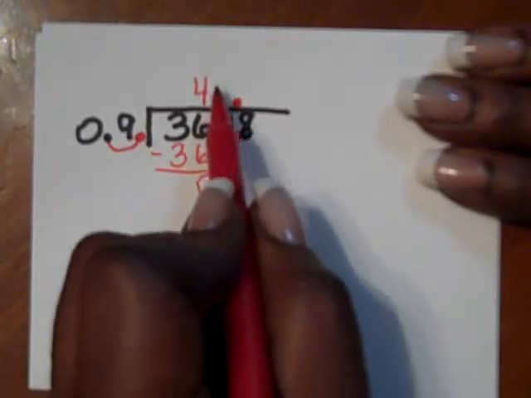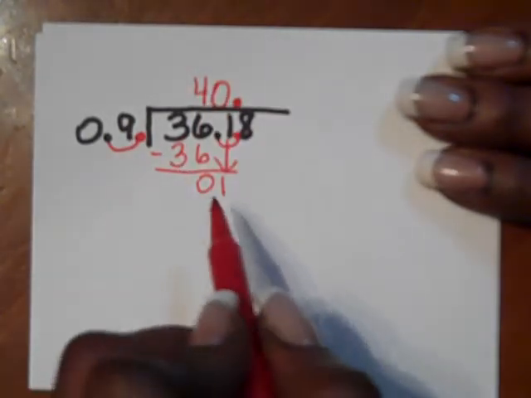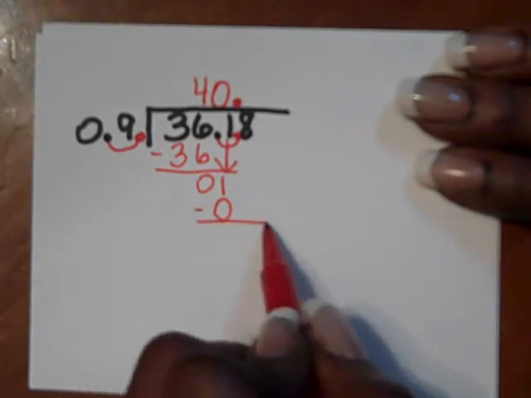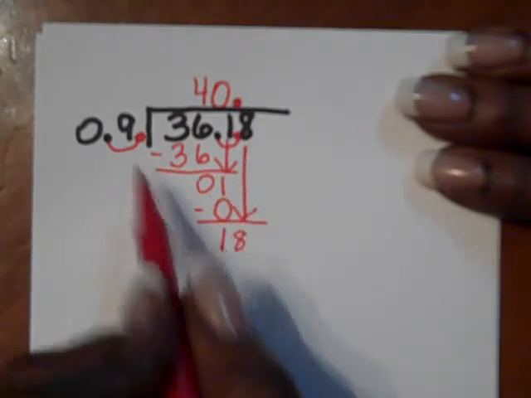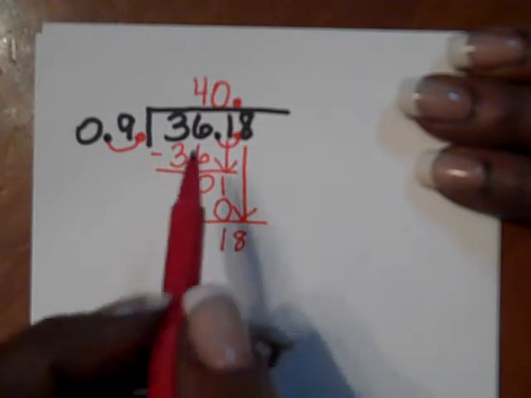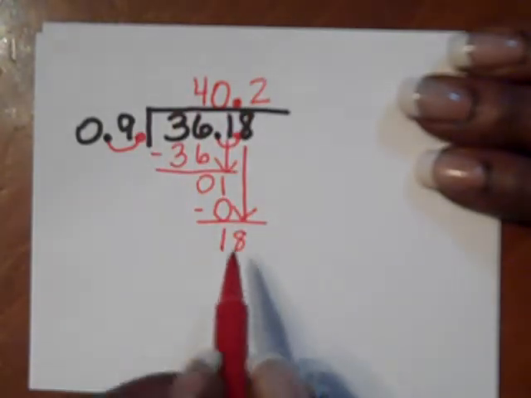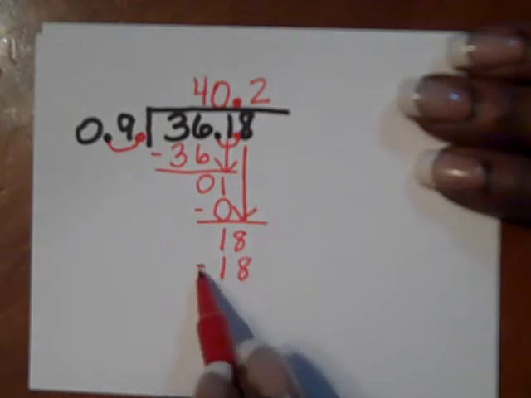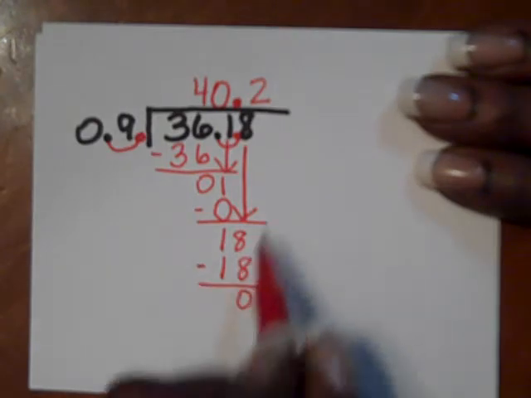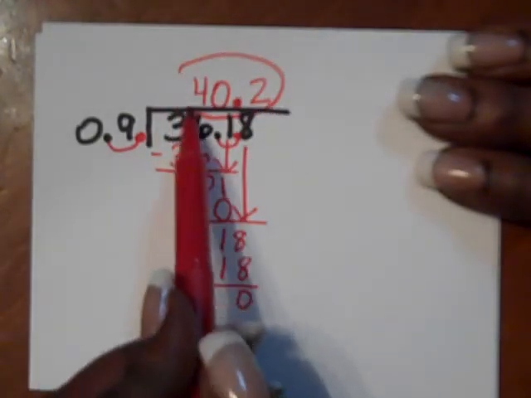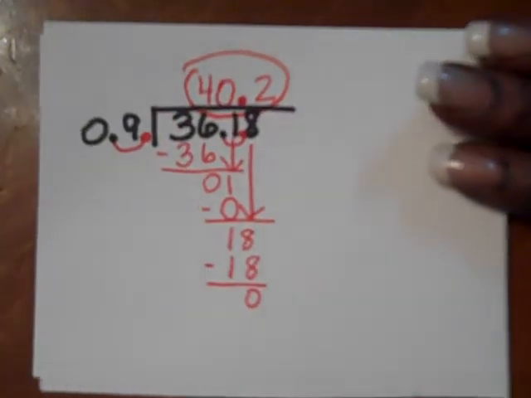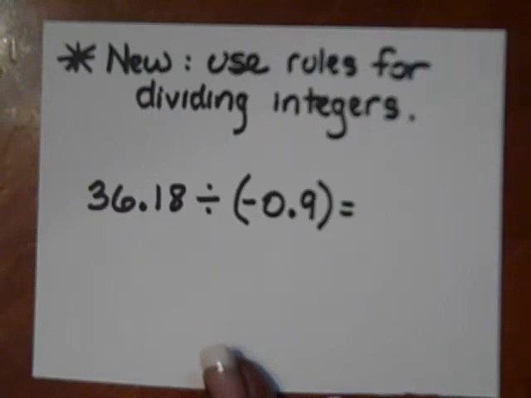Obviously 9 cannot go into 1, so I'll put a 0. Bring down the next number, which in this case is an 8. Now 9 can go into 18 2 times. I have nothing left to bring down. So it looks like the solution is 40.2. Again, that should have been reviewed.